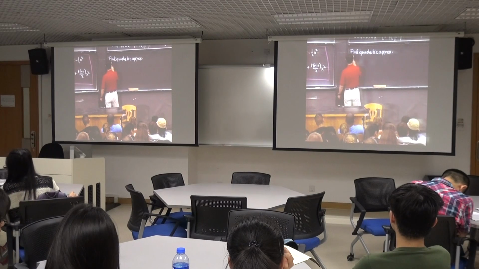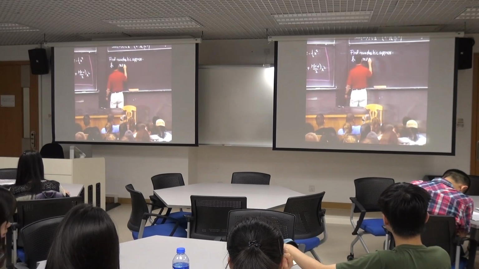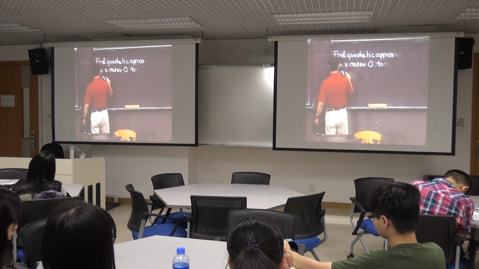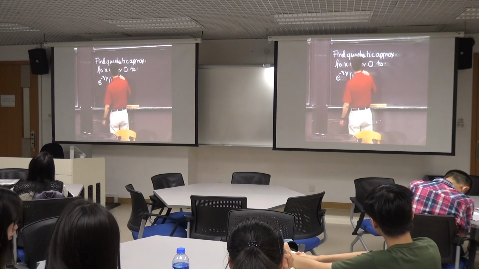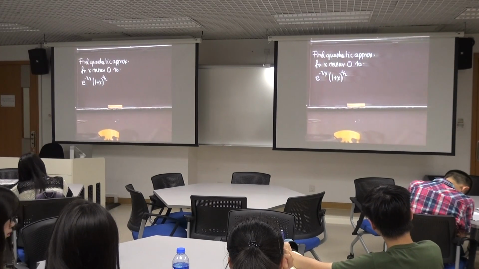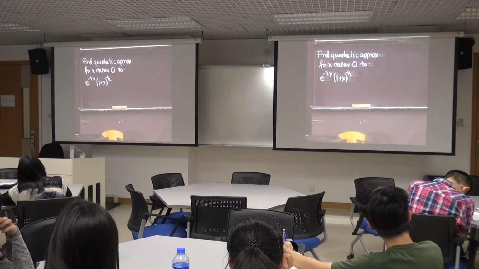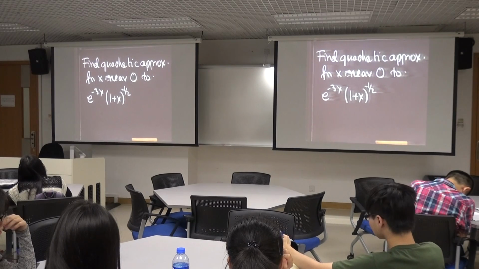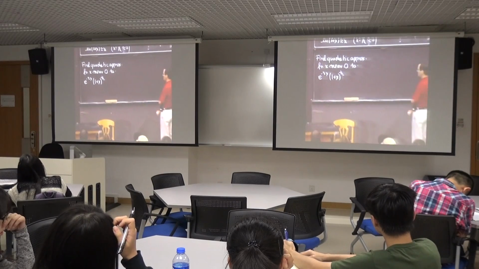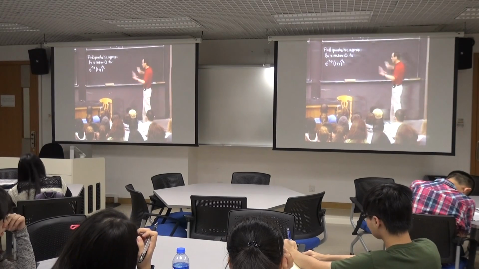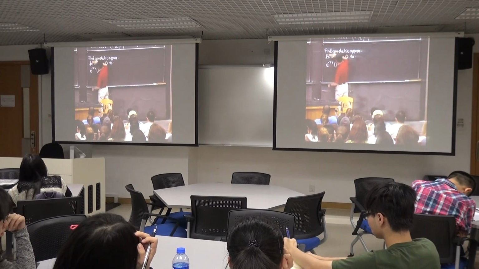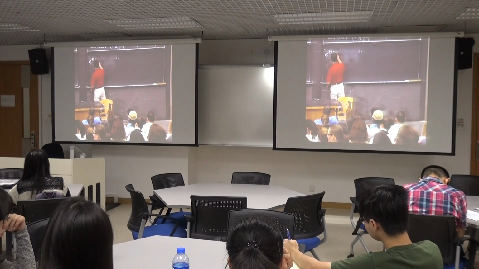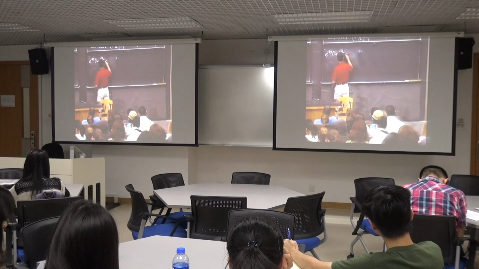Here, for x near 0, to what? Well, this is the same function that we used in the last lecture. I think this was it: e to the minus 3x, times 1 plus x to the minus a half. Unfortunately, I stuck it in the wrong place to fit this very long formula here, so I'm going to switch it. I'm just going to write it here, and we're going to do the approximation.